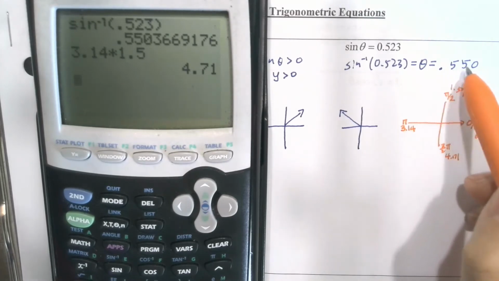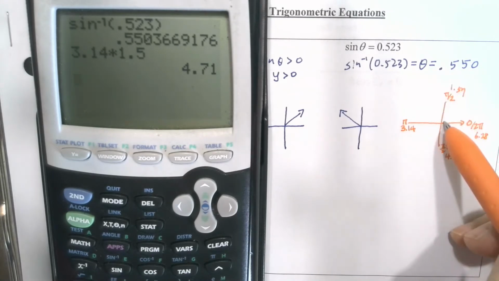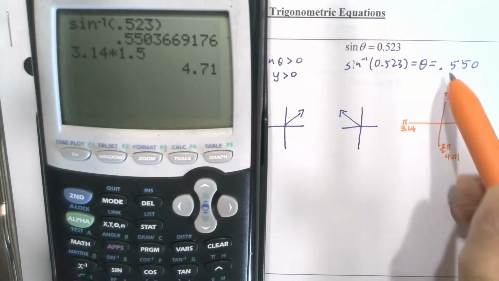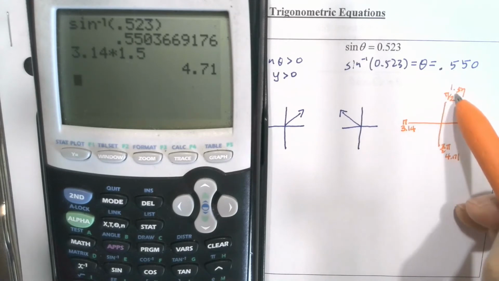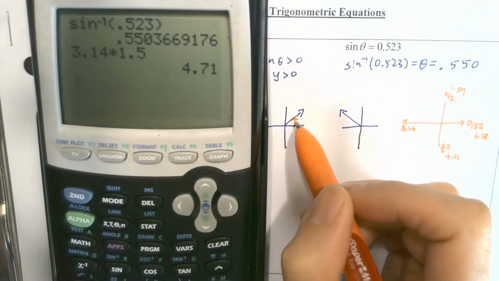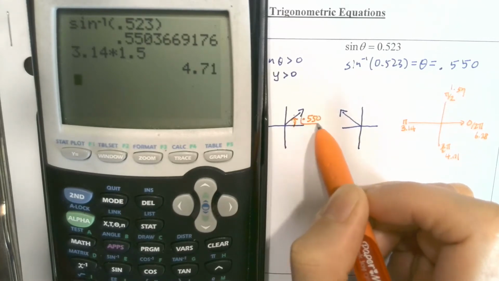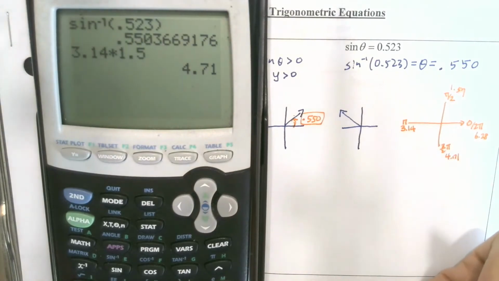So when you get 0.550, what quadrant would that terminate in? Probably in the first quadrant. Why? Because 0.550 is less than 1.5. And that makes sense because one of your answers is supposed to be in the first quadrant, so it is 0.550 as the answer, one of the answers.